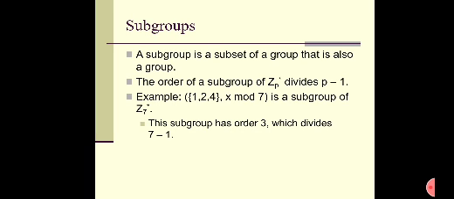Subgroup. A subgroup is a subset of a group that is also a group. The order of a subgroup of Z star p divides p minus 1. Example, it contains 3 elements: 1, 2, 4. Powers of 2 mod 7 form a subgroup of Z star 7. This group has order 3, which divides 7 minus 1.